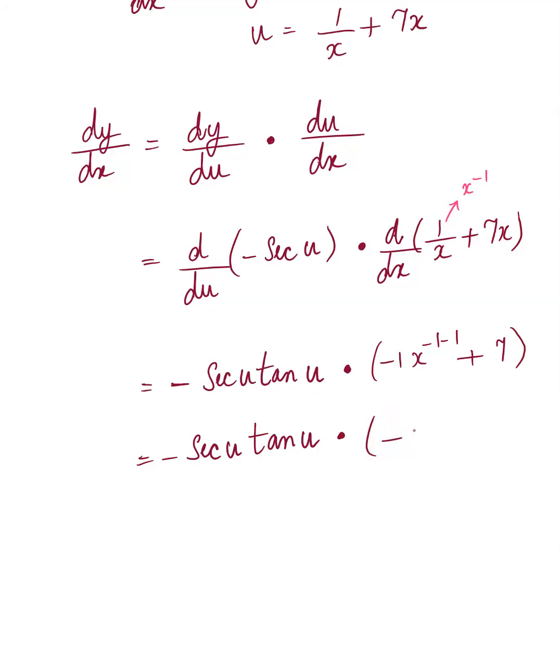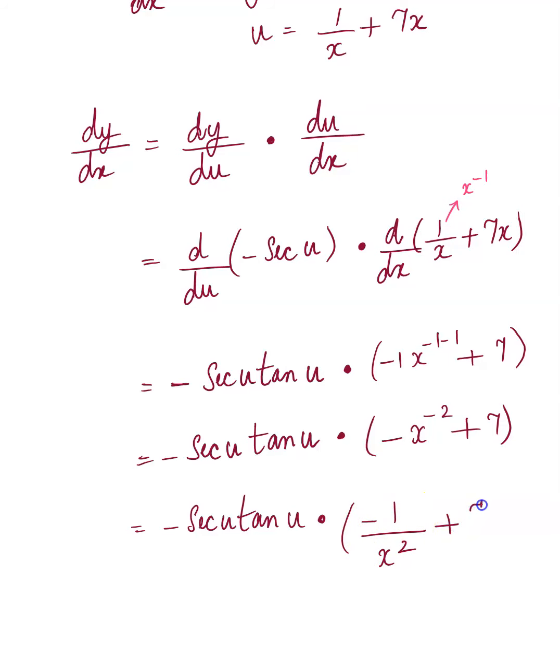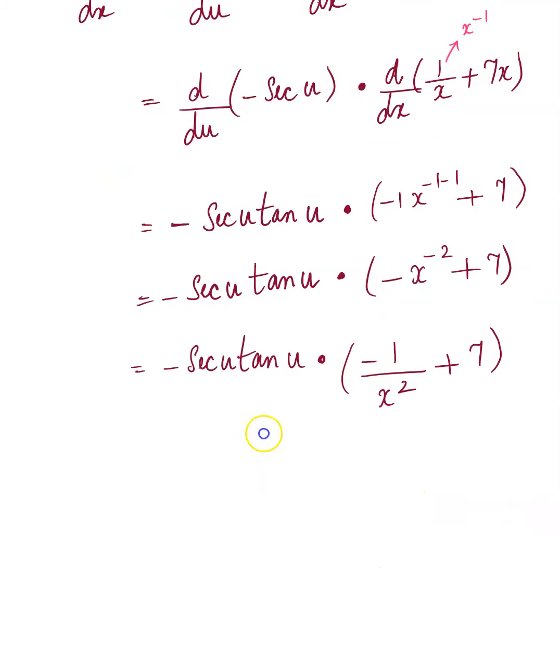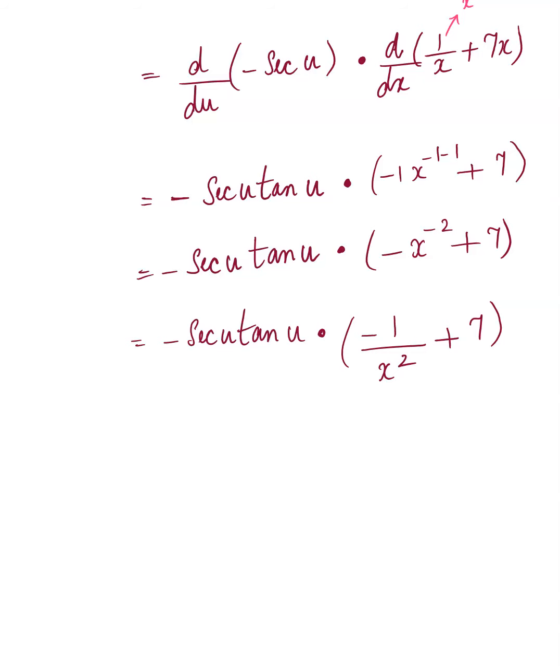So that's negative, 1 is negative, so it's x power negative 2 plus 7. Negative secant u tan u times negative 1 over x squared, because again, for the negative exponent, I want to change it to a positive exponent, for which I have to flip the base and change the sign. So things are looking good here.